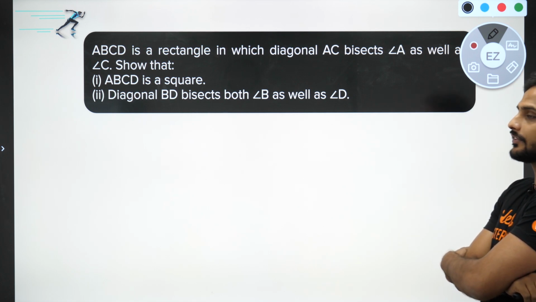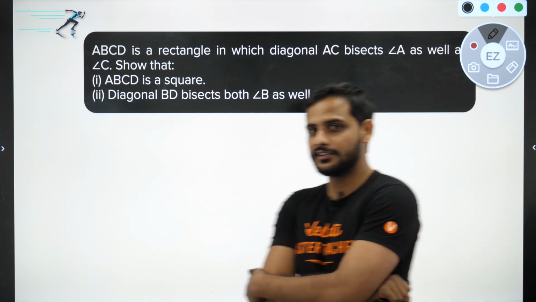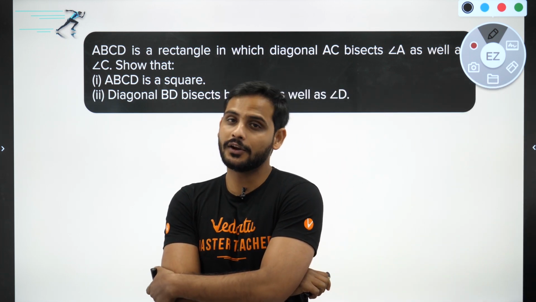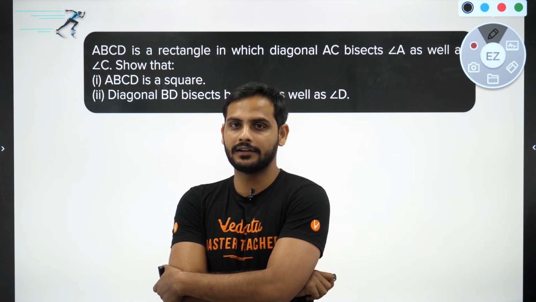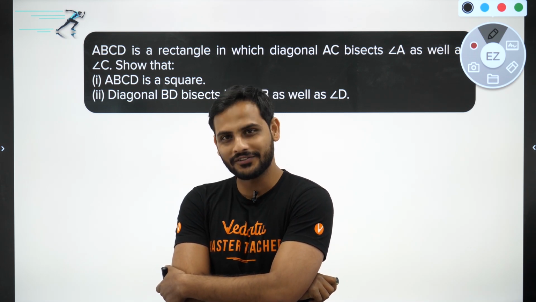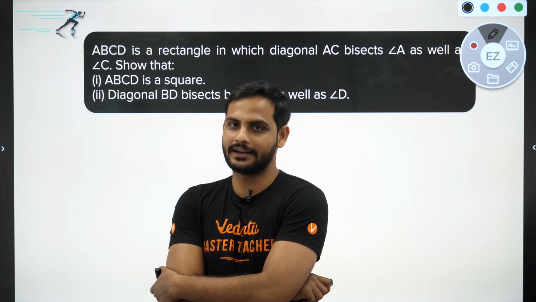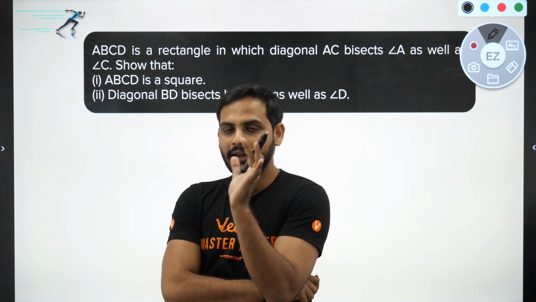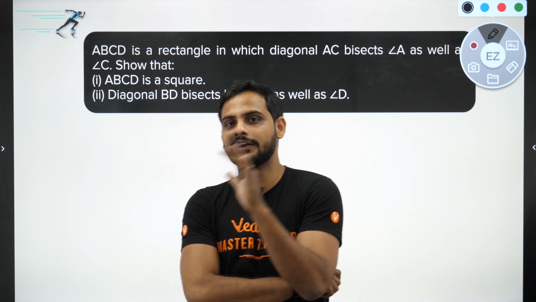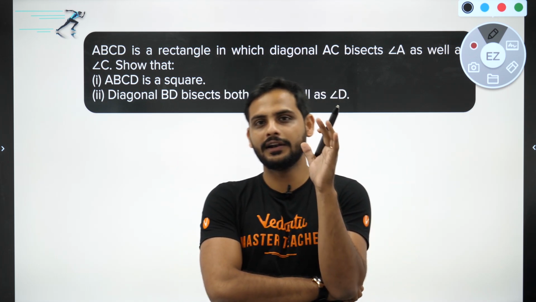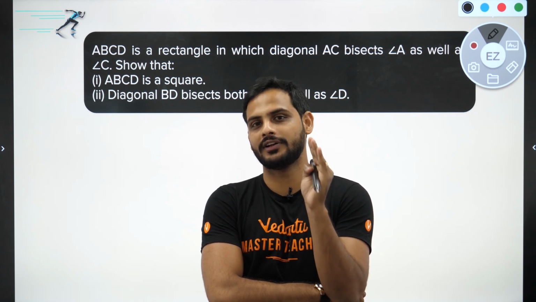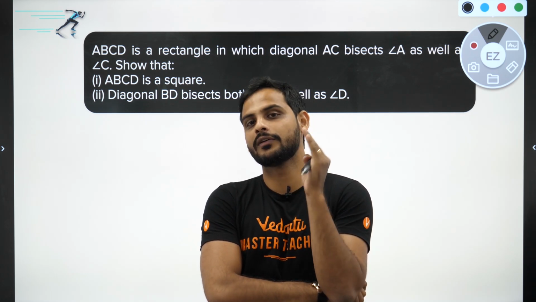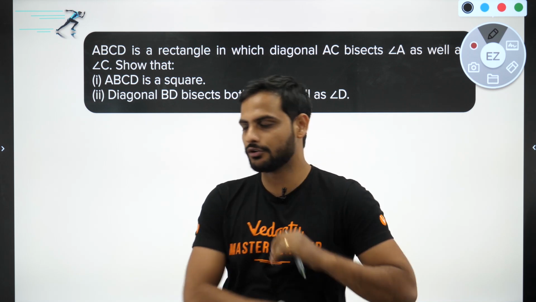Show that ABCD is a square. Now you must be thinking, you said the question is telling you it is a rectangle and you are telling us to prove it is a square. See, all rectangles are not squares, but all squares can be termed as rectangles. So this is a square and we have just told you that it is a rectangle. So you will only assume the properties of a rectangle, and using those you have to prove that it will be a square. How to do it? I'll show you.